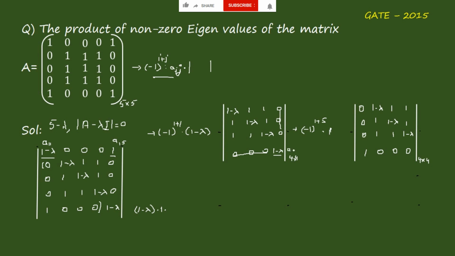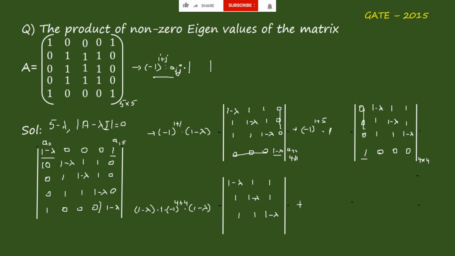So it is A44, right? So minus 1 power 4 plus 4 into 1 minus lambda, and consider the other terms. So draw a straight line here, here. So it becomes 1 minus lambda 1 1 and 1 1 minus lambda 1 and 1 1 1 minus lambda, right? Plus here we'll be considering this particular one.